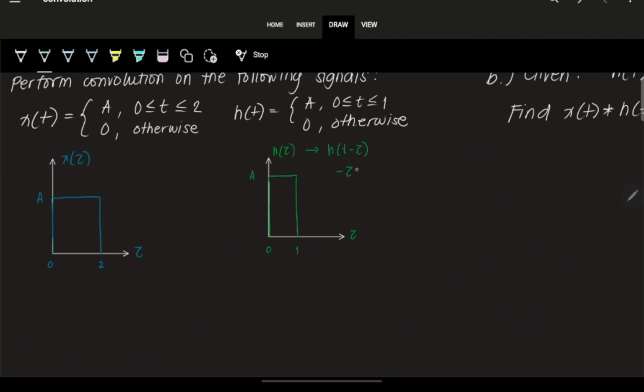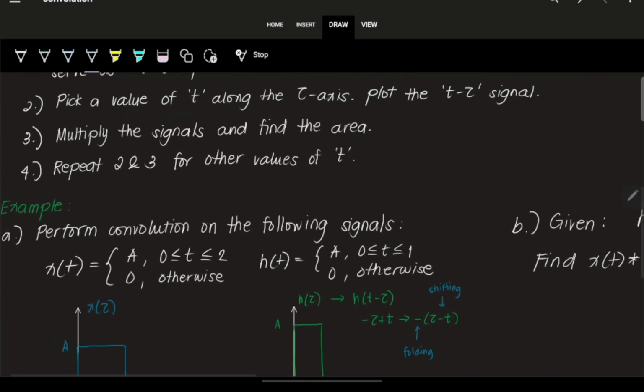So we have negative tau plus t. Let's factor out our negative, so this will become negative tau minus t. So this negative sign indicates folding, and this minus t indicates time shifting. Kaya meron tayong step number 2.